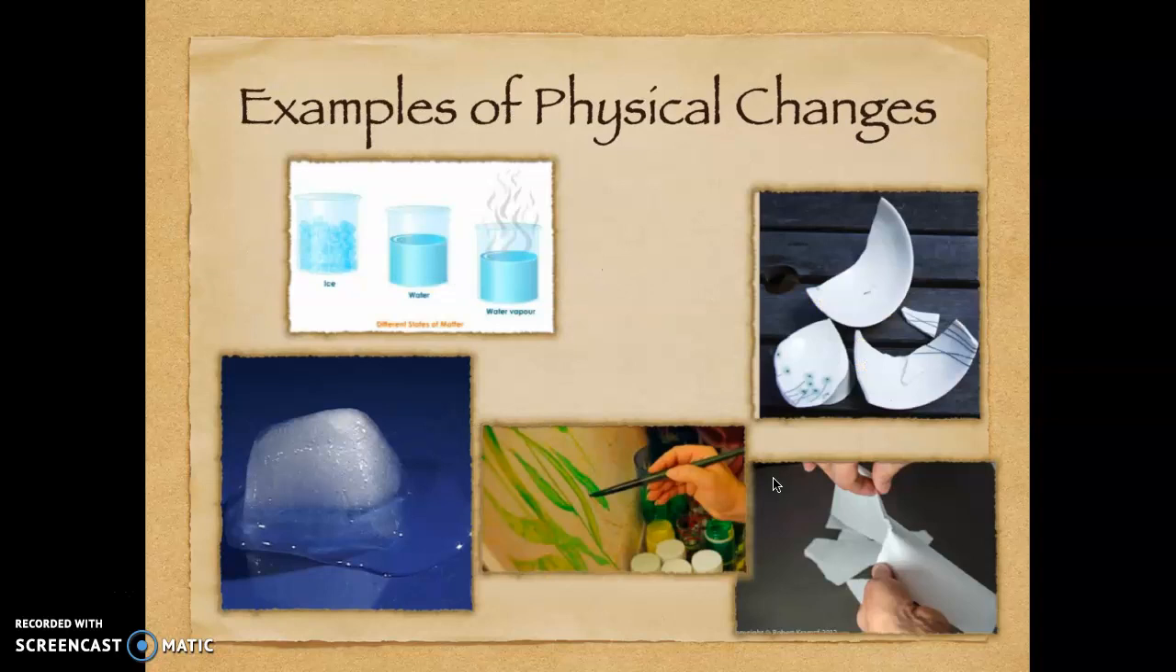Examples of physical changes, like I said before, freezing or boiling, those are examples of physical changes. Melting, an ice cube melting, is physical. If you paint on a piece of paper or color or write, you have added ink to the paper. However, you have not physically changed the paper. If you tear something or break something apart, even though this dish is broken, it has not turned into something other than glass. Or if you tear the paper, it's still a piece of paper, it's just in smaller pieces.